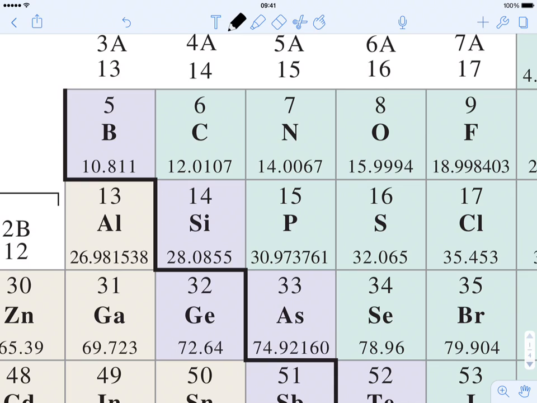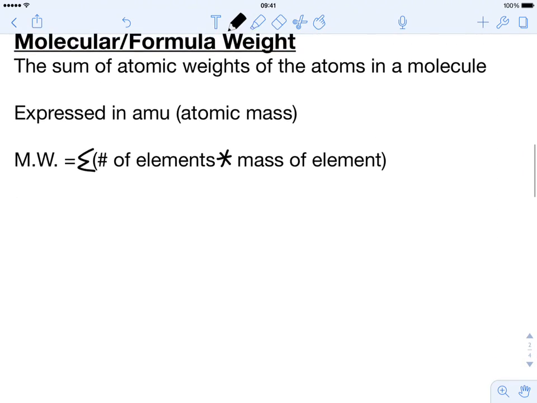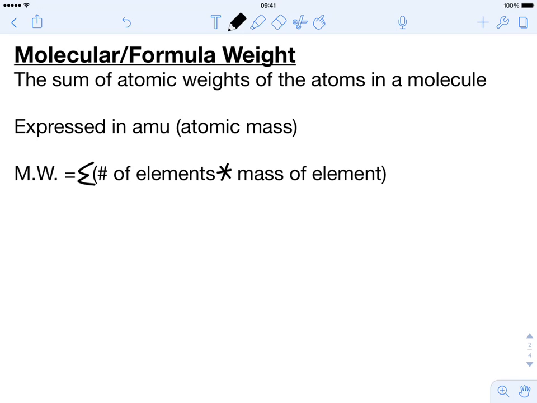Now these numbers are kind of long, so the general practice is to round them to 2 decimal places. So for example, for carbon, we use 12.01. For nitrogen, we use 14.01. For oxygen, we use 16.00. So we're just taking these numbers and rounding them so that they have 2 decimal places. So again, the numbers that are underneath the elements here are called that element's atomic mass.